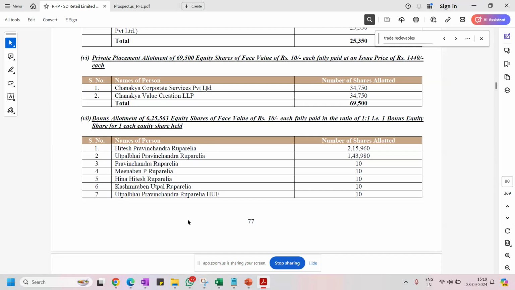And if you see the listing of this company, we saw that a very big whale of the Indian investing world, Mr. Matthew Syriac and his wife, have also taken quite a big chunk on listing in SD Retail. So we should see that SD Retail should do much better from here onwards.